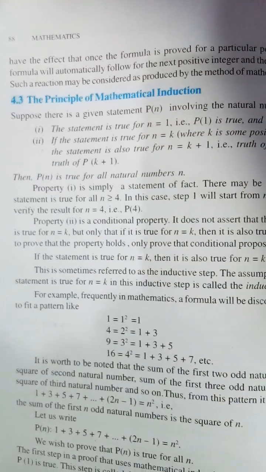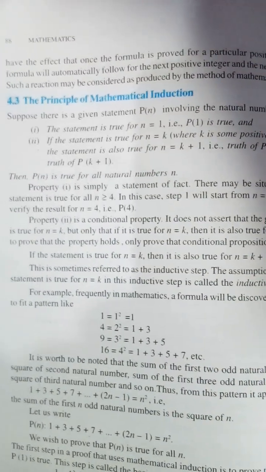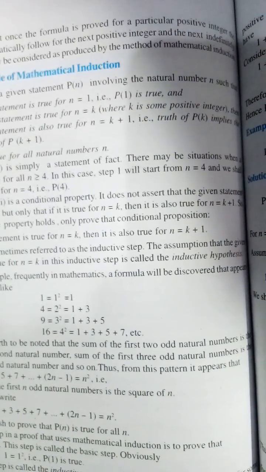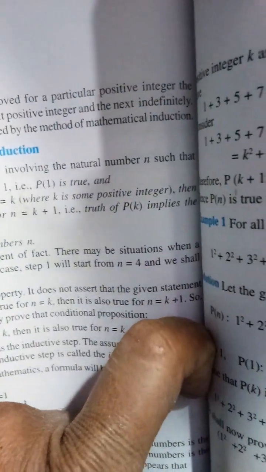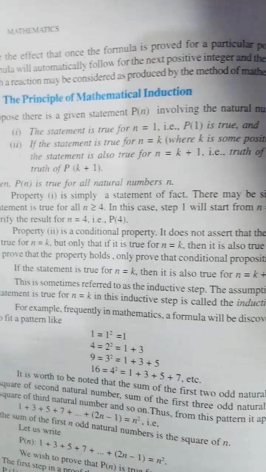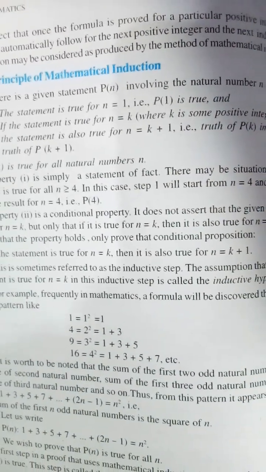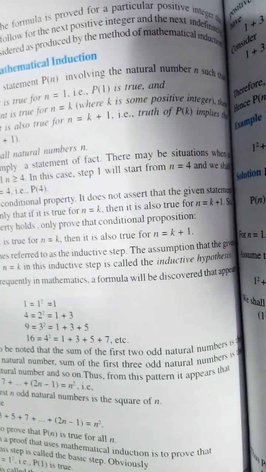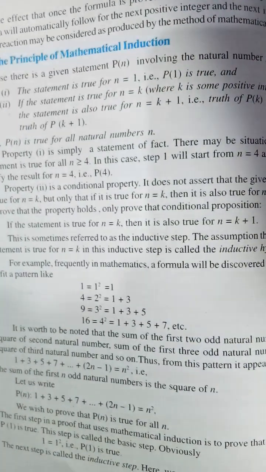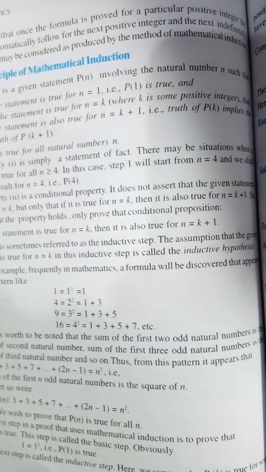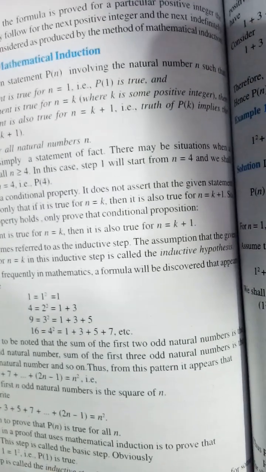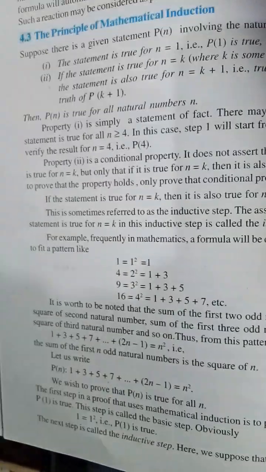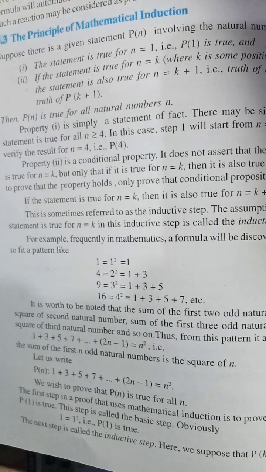4.3 The principle of mathematical induction. Suppose there is given a statement P(n) involving the natural number n such that the statement is true for n equal to 1, i.e. P(1) is true, and if the statement is true for n equal to k, where k is some positive integer, then the statement is also true for n equal to k plus 1, i.e. the truth of P(k) implies the truth of P(k+1). Then P(n) is true for all natural numbers n.